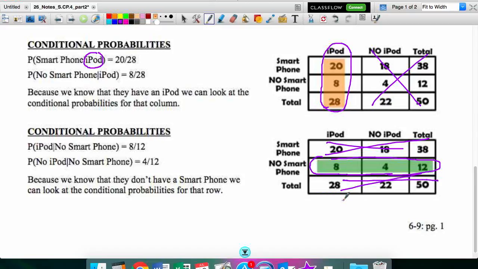Now that I've restricted my view to only no smartphone, the given information, I can calculate the probability of an iPod. So an iPod has 8 out of the total, now 12. Probability of no iPod, given that they don't have a smartphone, is 4 out of 12. Okay, so let's go ahead and take a look at some examples, and hopefully you can catch on.